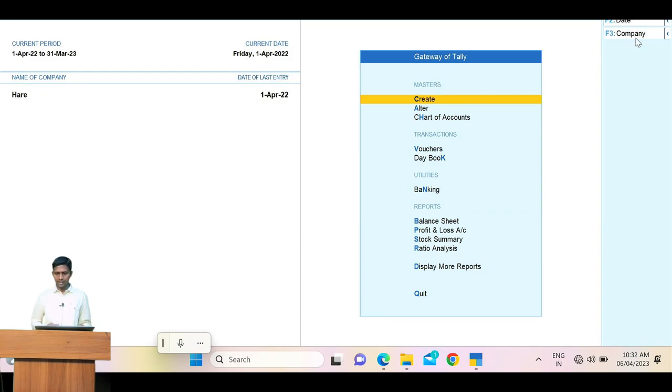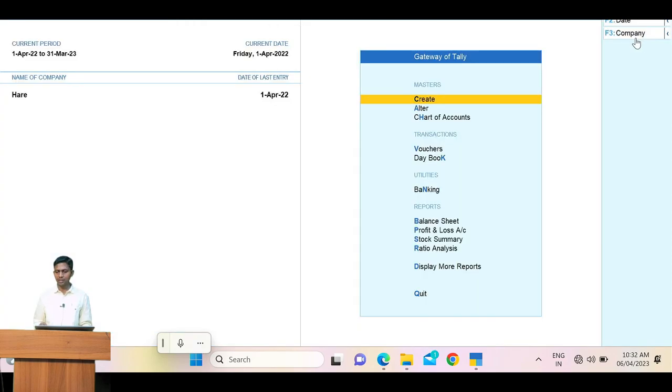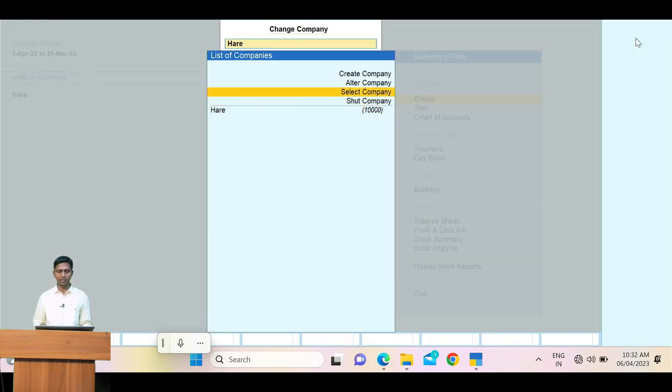You could get a screen like this. Because I already installed it and created a company, I got the created company directly on the first screen of my software. But you will get a screen like this. If you are not getting a screen like this, then press F3, you will get the company creation, alteration and selection screen.